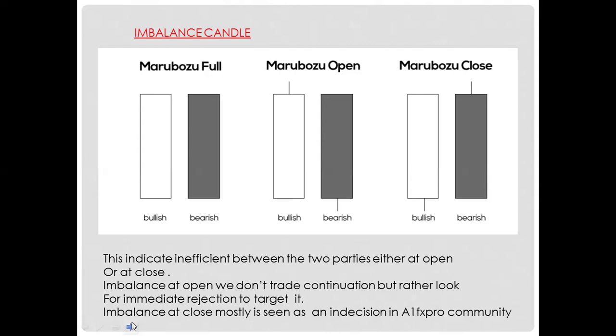Imbalance, now we see, how do we do it? Imbalance at open, we don't trade continuation, but rather look for immediate rejection to target it. So assuming the market opens today, we are in a buy trend, and then you see a bearish Marubozu open. You see a down candle is coming with that imbalance at the top. So immediately we are in a buy trend. Remember I said you can see this type of engulfing candle. We are seeking willing sellers. We see this engulfing candle coming down. This expansion candle is coming with that wick at the top. At the open, it just drops.